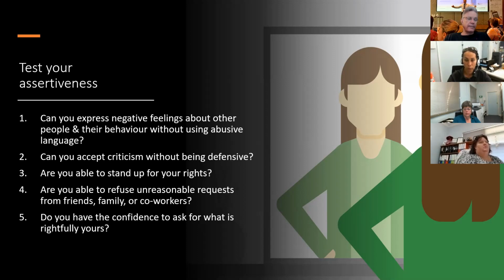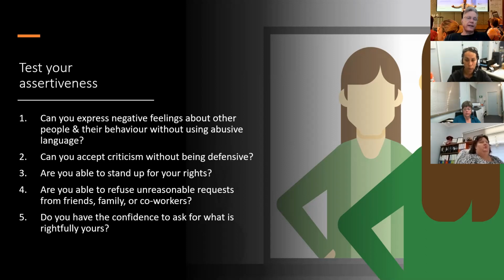So that's important. Number four, are you able to refuse unreasonable requests from friends, family, and co-workers? Interestingly enough, some people find it harder to be assertive with their friends and family than they are with their work colleagues, or vice versa.